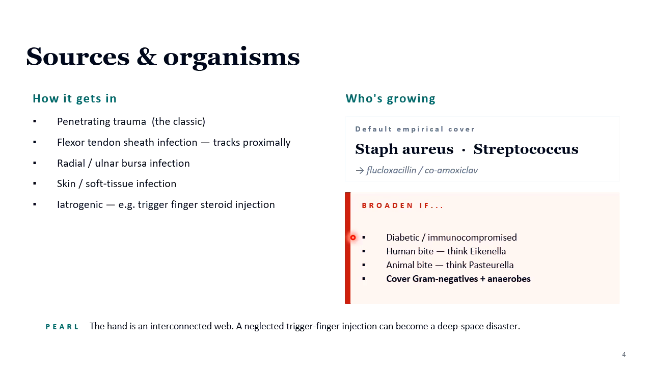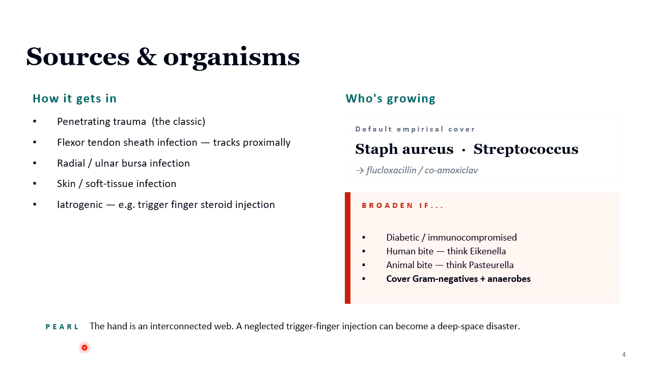If the portal of entry was from a human bite, think of Eikenella. This is often uncovered only after prolonged cultures for 5 days and often requires different antibiotics according to the local policy. For animal bites, we think Pasteurella, and we always want to cover gram negatives and anaerobes if we think the mechanism would predispose to these organisms.